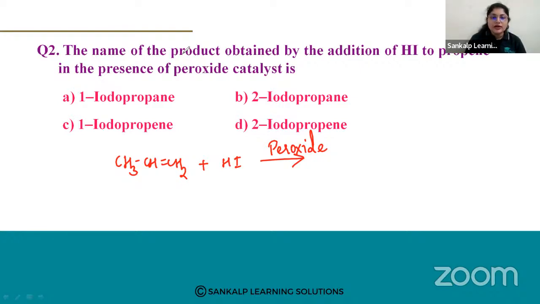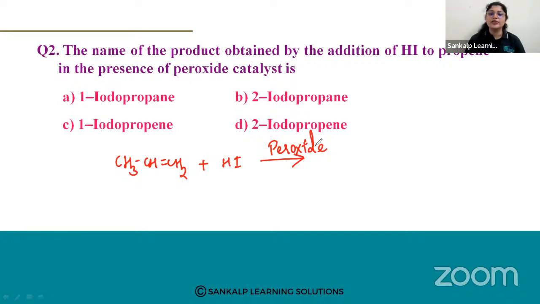Archana has replied D. Aishwarya has replied B. Others? I've just discussed this at the start of the class, the peroxide effect. What is the Markovnikov rule? What is the anti-Markovnikov rule? Whenever a reaction is written with peroxide, it will follow the anti-Markovnikov rule.